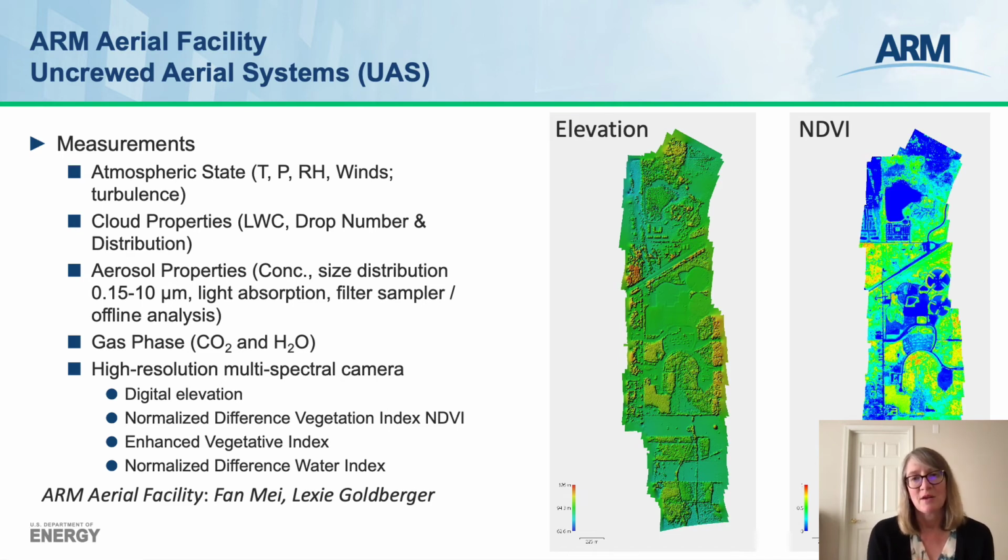capabilities. ARM has also been testing a new high-resolution multispectral camera that is producing high-resolution images of spatial distributions of elevation of the land and canopy, as well as various measurements of vegetation index and water index. And these are shown in the figures. On the left is the elevation, and you can really see the difference between the cropland and the top of the forest elevations. And then simultaneously the vegetation index on the right.